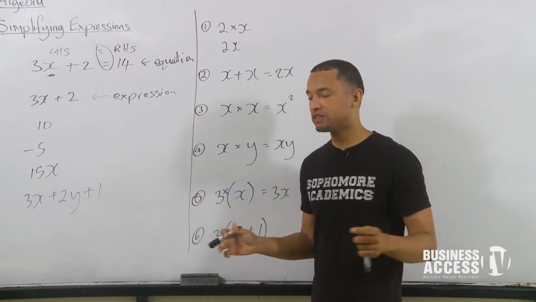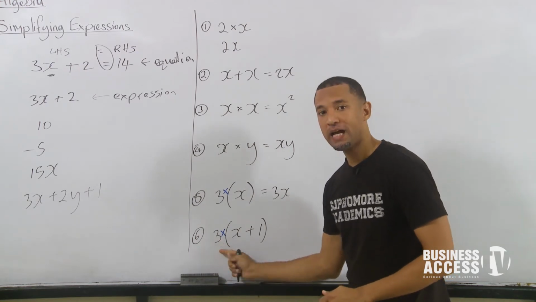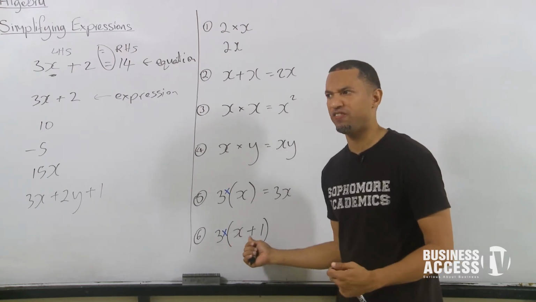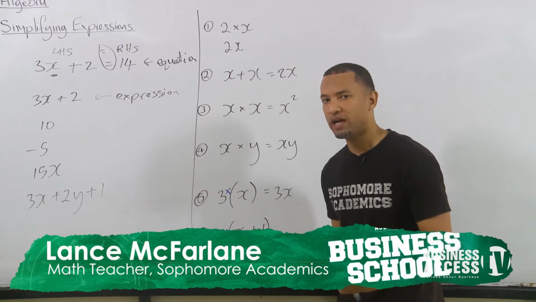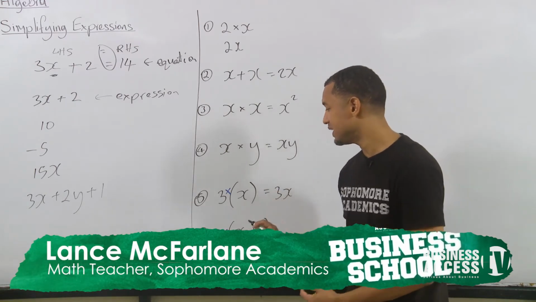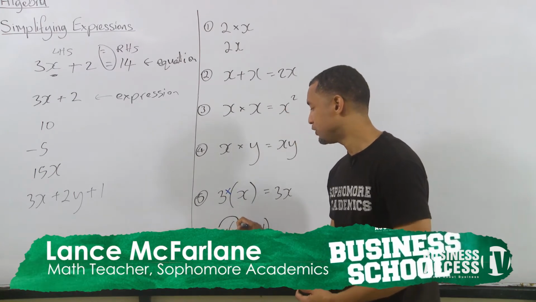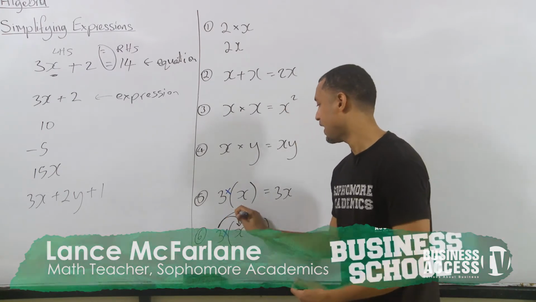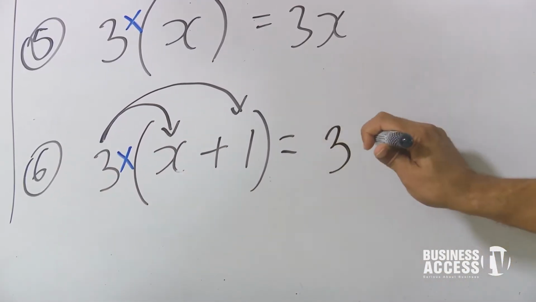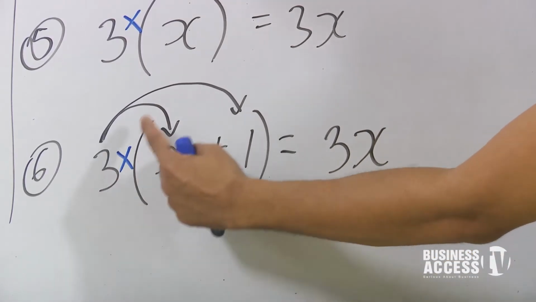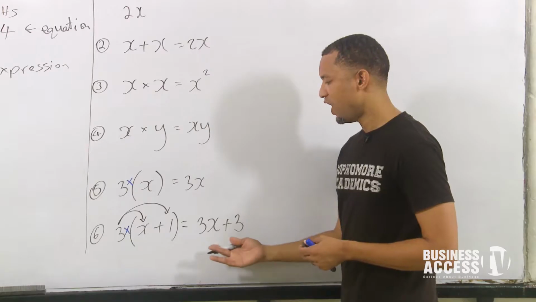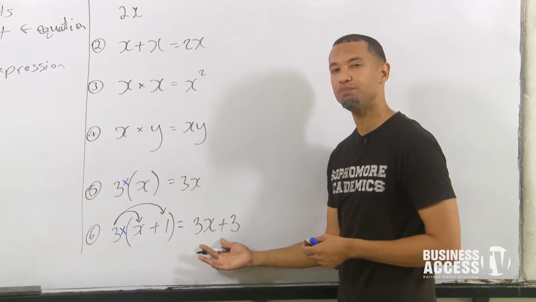Simple rule, ladies and gents. 3 times the bracket is 3 times each item, each term that is in the bracket. Now what is in the bracket? You have an x in the bracket and you have a positive 1. So this is saying you need to multiply 3 by x and then 3 times 1. 3 times x, that gives you 3x. And then we have 3 times positive 1, that gives you positive 3. All right, ladies and gents, so we would get 3x plus 3.